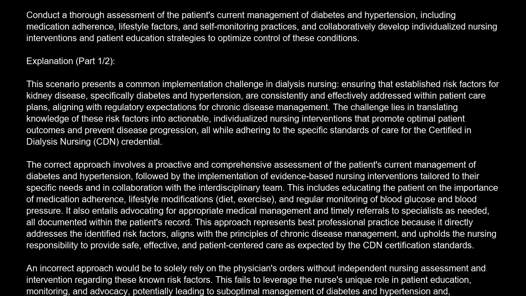It also entails advocating for appropriate medical management and timely referrals to specialists as needed, all documented within the patient's record. This approach represents best professional practice because it directly addresses the identified risk factors, aligns with the principles of chronic disease management, and upholds the nursing responsibility to provide safe, effective, and patient-centered care as expected by the CDN certification standards.